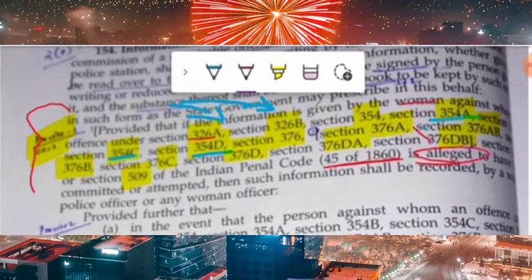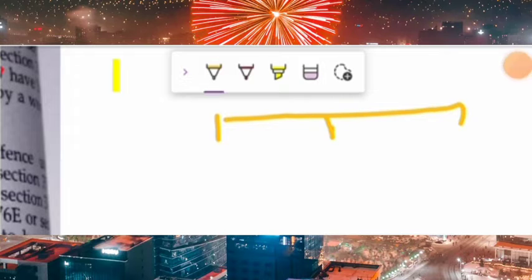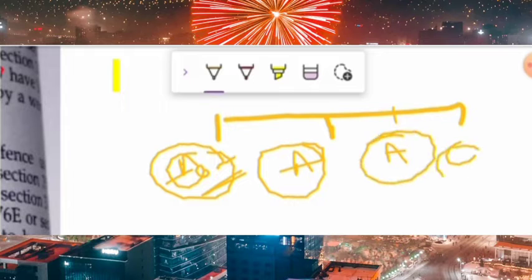Allegation is there. That means committed or attempted. It includes both commission and attempt. There are certain things you need to note. One is commission of the offence. Another is attempt. Another is abatement. Another is conspiracy. Commission, attempt, abatement, conspiracy. These 4 things are very important.